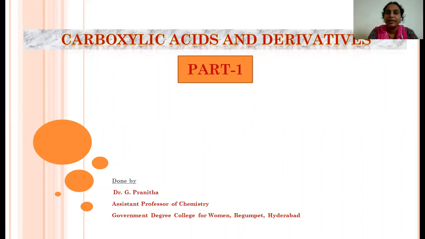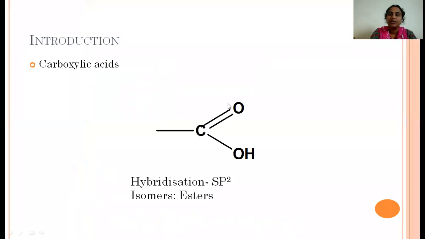Now I'm going to explain a new topic, that is carboxylic acids and their derivatives, which is there in second year organic chemistry. So now I'm going to explain carboxylic acids: nomenclature, classification and preparation methods of carboxylic acids, and physical properties of the carboxylic acids. So let us see the introduction of the carboxylic acids.